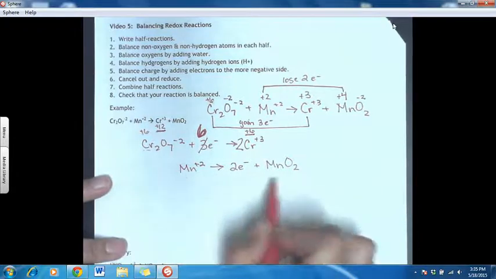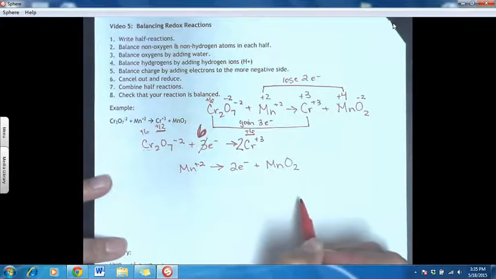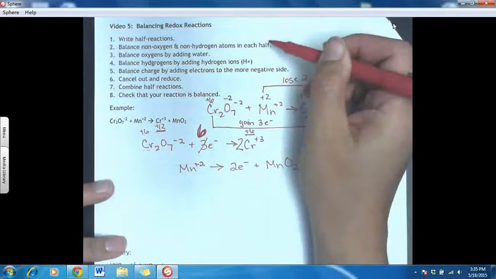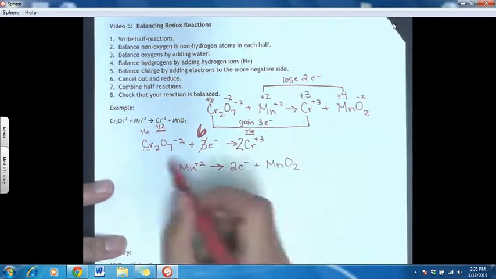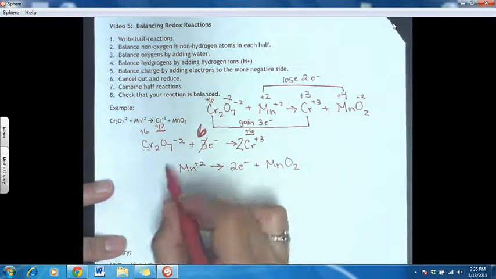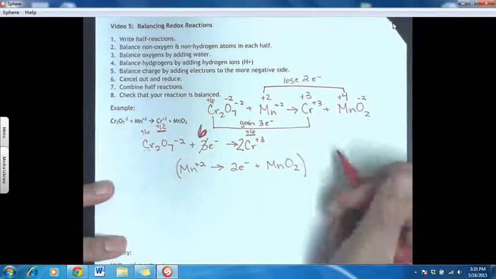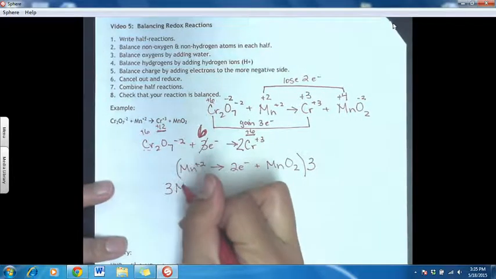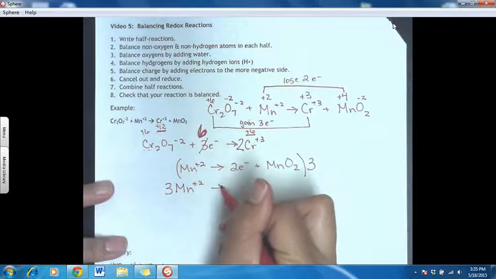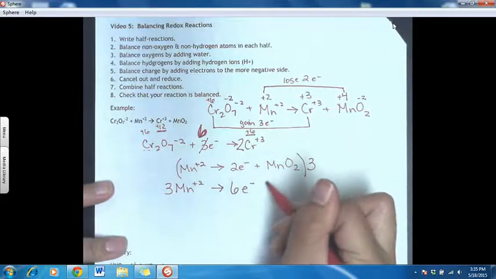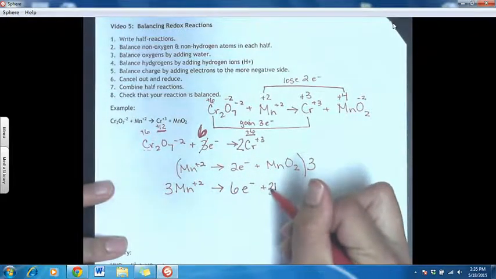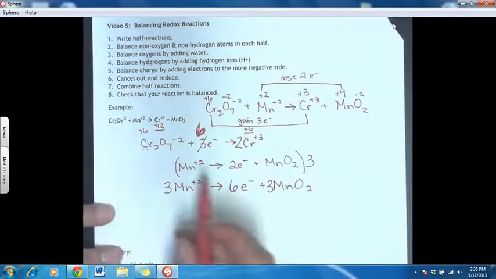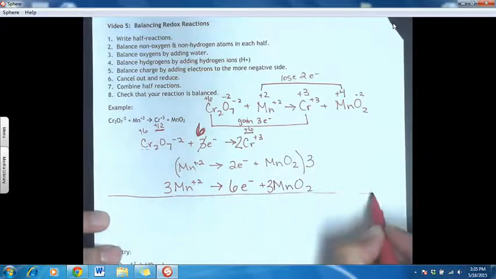Manganese is all 1 to 1 to 1, so we don't need to worry about it. Now what we want to do is we want to balance our electrons. So 6 electrons here and 2 here, so I'm going to multiply this whole reaction by 3. So 3 Mn +2 goes 6 electrons plus 3 MnO2. Okay. I'm going to add these all together.